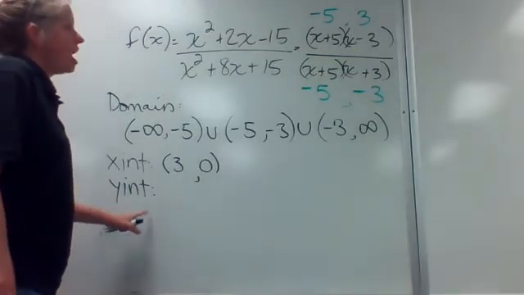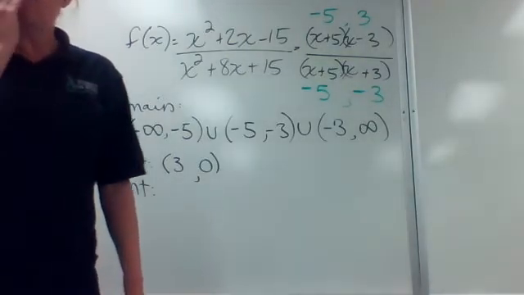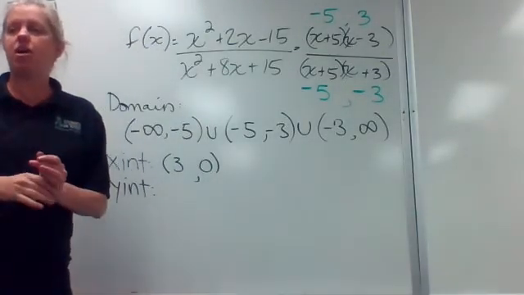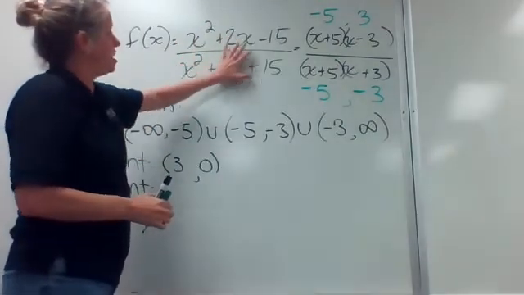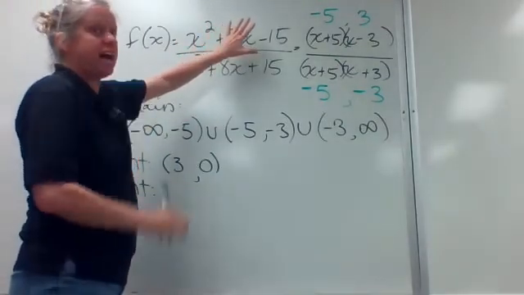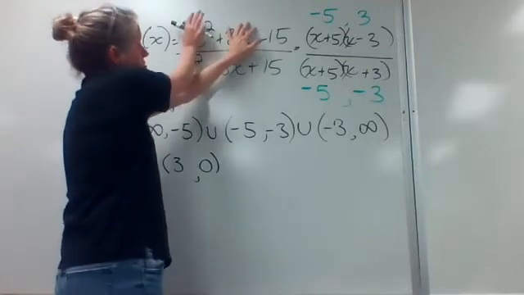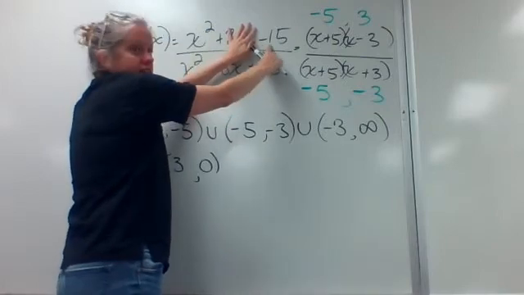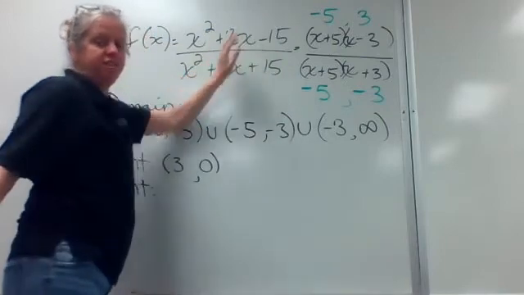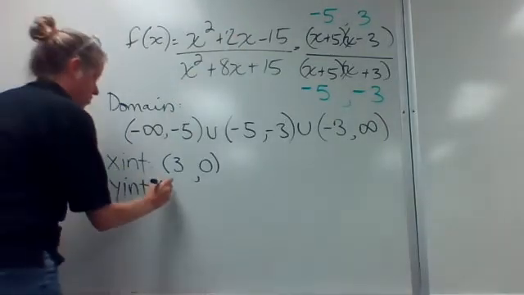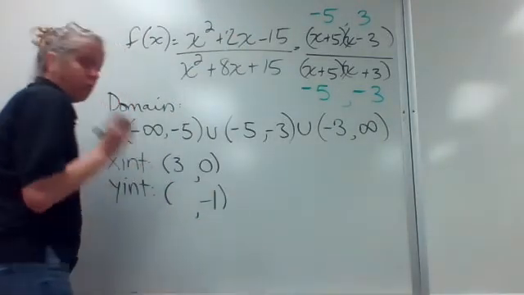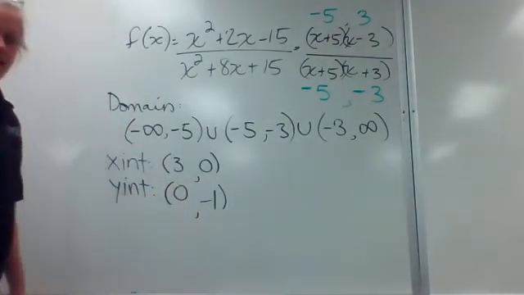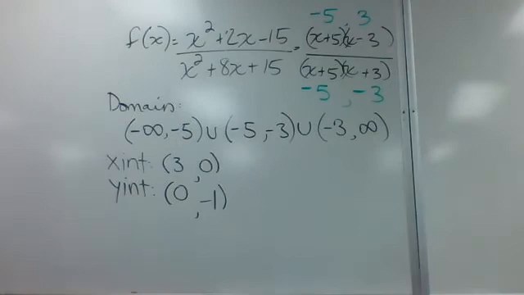Y-intercept. How do you find the y-intercept? Remember, the y-intercept is where the x coordinate is 0. So I have to think of all these x's being zeros. What happens to the terms that have x's if you replace them with zeros? Just knocks them out, right? So what are you left with? Negative 15 over positive 15, which is what? Negative 1. So negative 1 is the y-intercept, which means negative 1 goes in the y, 0's in the x.